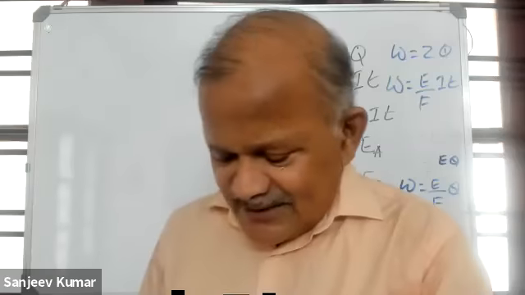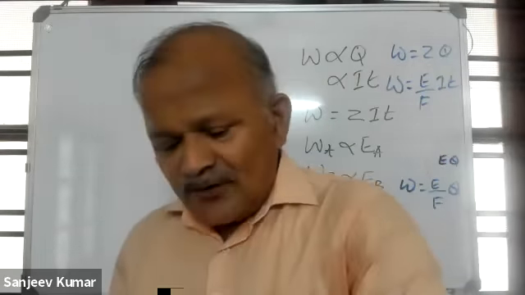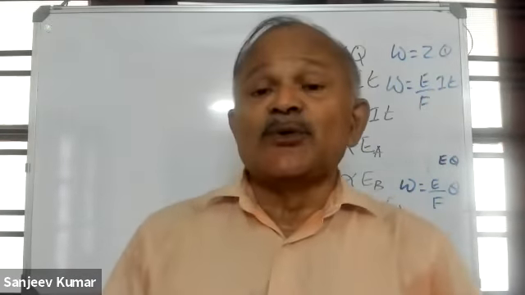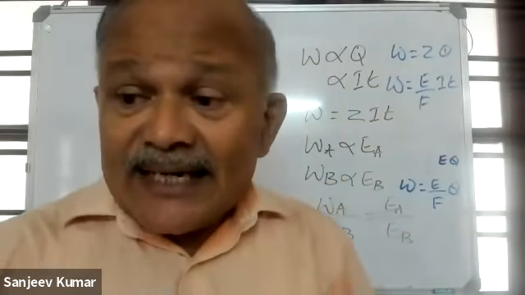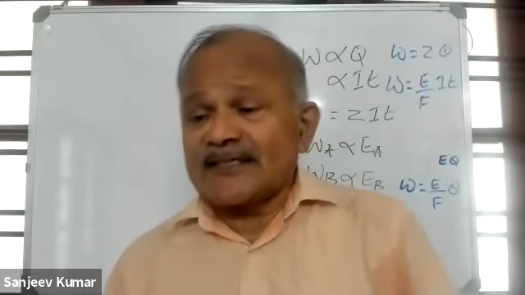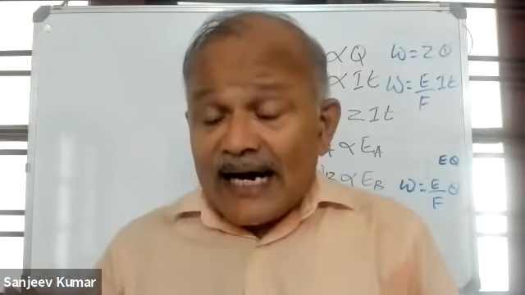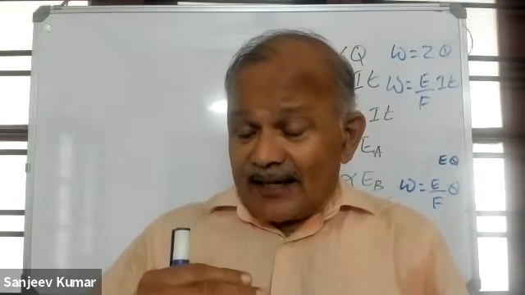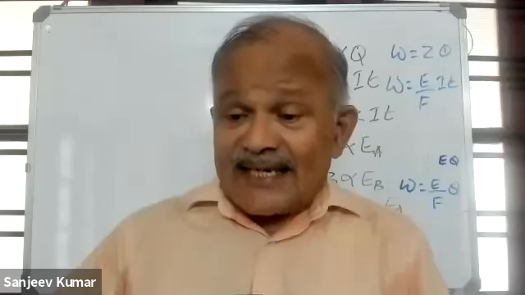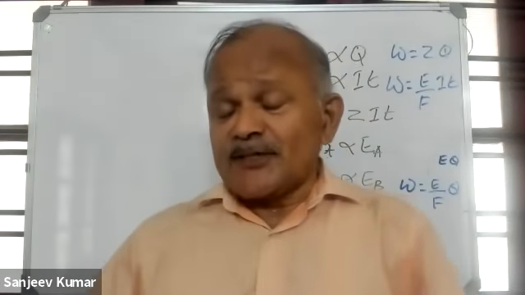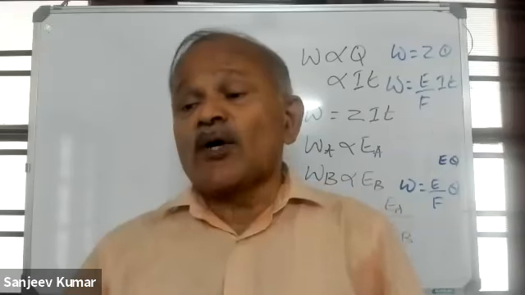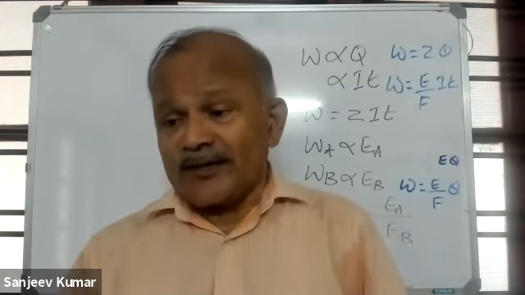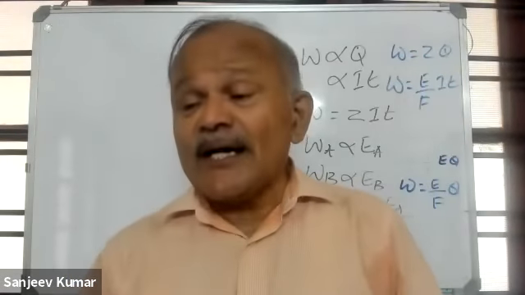Question number 5. Which one of the following is correct? Equivalent conductance decreases with dilution. What is equivalent conductance? It is the conductance of all ions present in a solution containing 1 gram equivalent of the electrolyte. And the statement that equivalent conductance decreases with dilution is wrong, because equivalent conductance increases upon dilution.